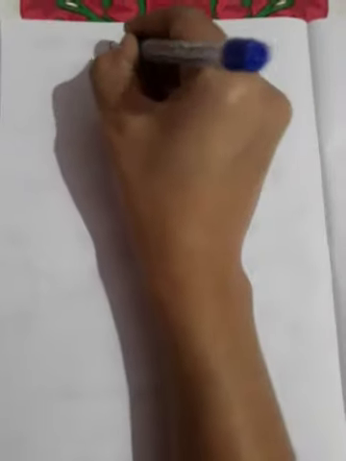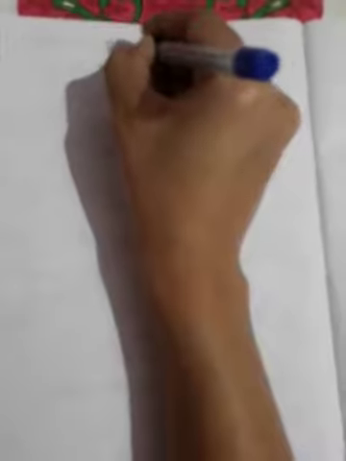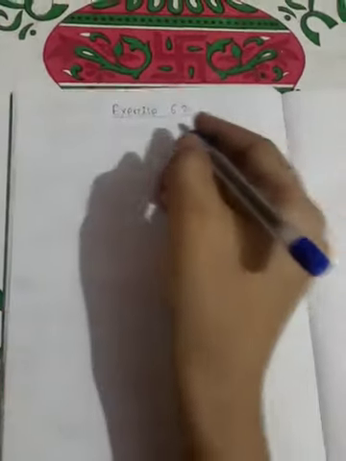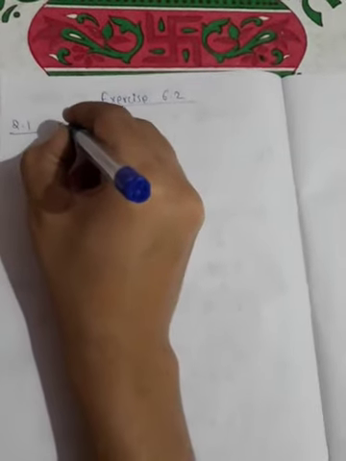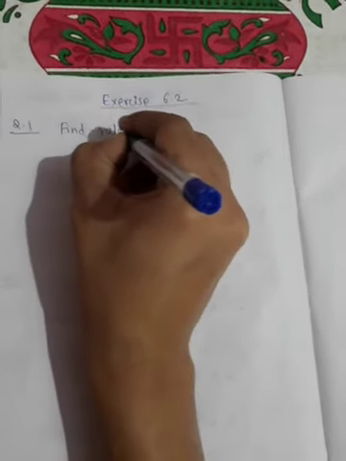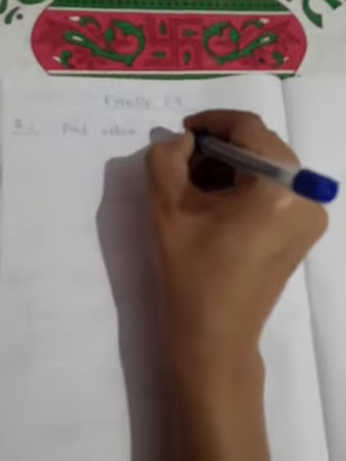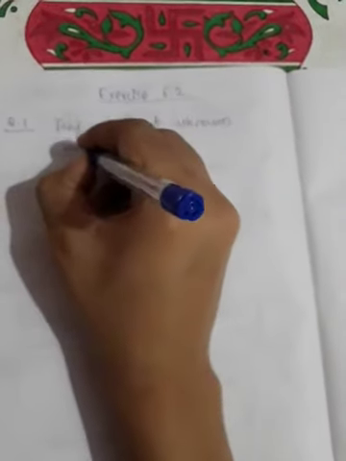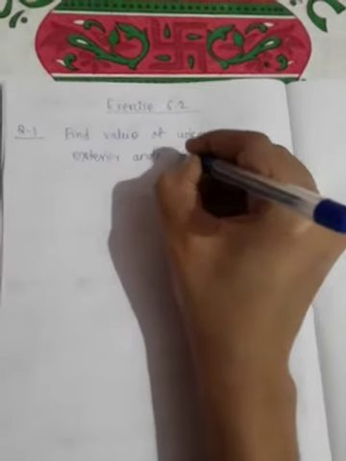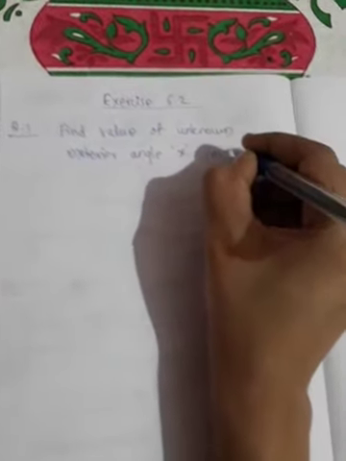In today's session we will solve exercise number 6.2, from triangles and its properties. So in exercise number 6.2, question number 1 is: find the value of unknown exterior angle x in following diagrams.